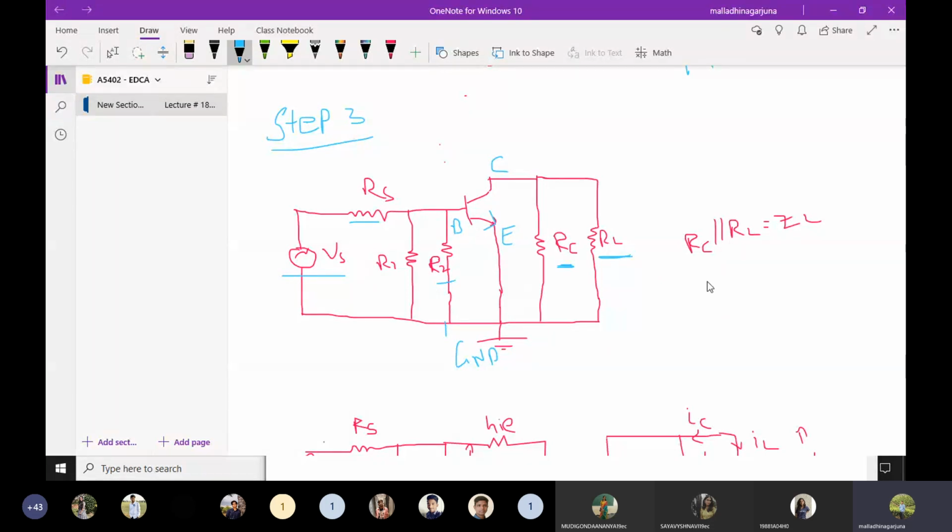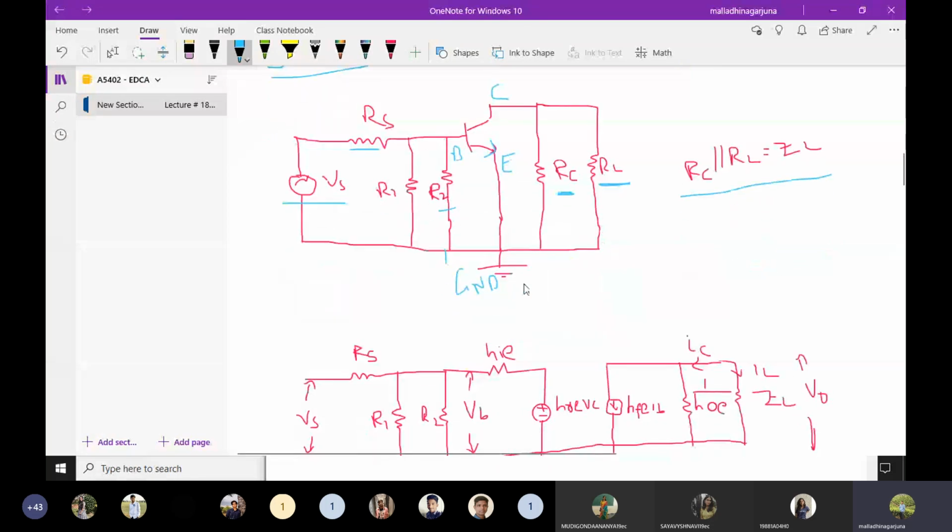Here I can write RC parallel to RL equal to ZL. Just for simplification, I am clubbing these two and writing ZL in the place of RC and RL. ZL is nothing but the load impedance; Z indicates impedance, we know that notation. So we have drawn the equivalent circuit.